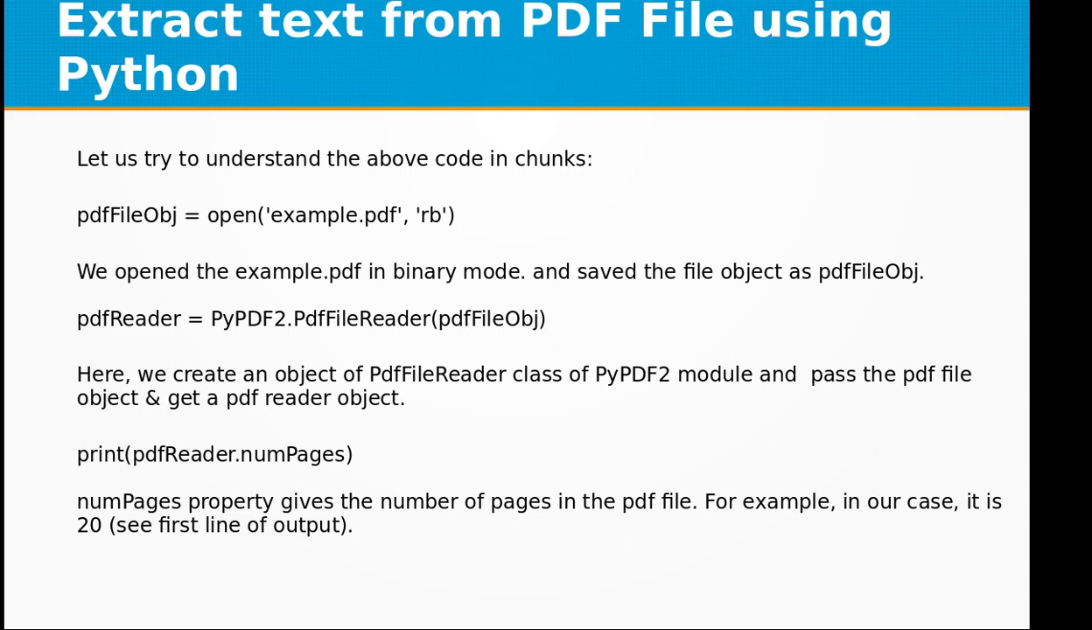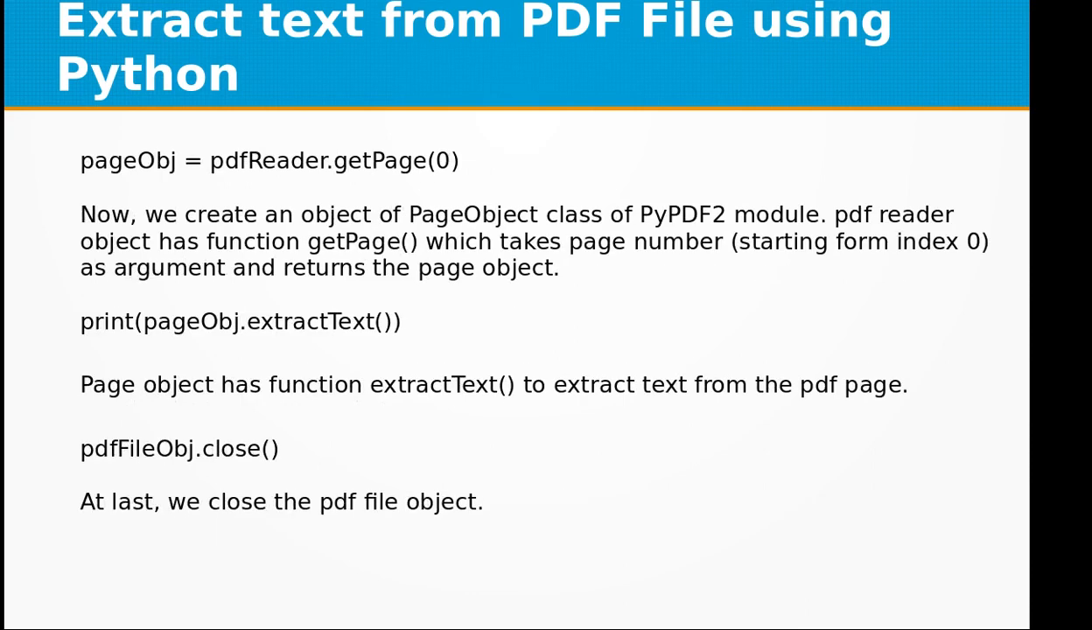Then we printed out the number of pages. The numPages property gives the number of pages in the PDF file. For example, in our case it is 20. Then we have pdf reader.getPage, and 0 is the page 1 of the PDF file. Then we ran extract text. The page object has the function extract text to extract text from the PDF page. At last we close the PDF file object by using pdf file obj.close.